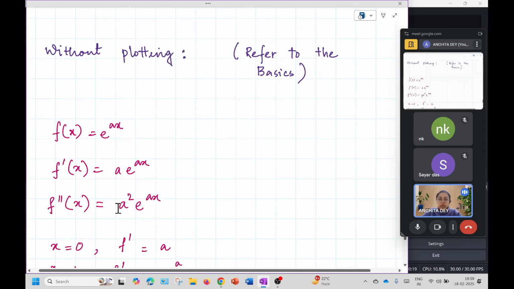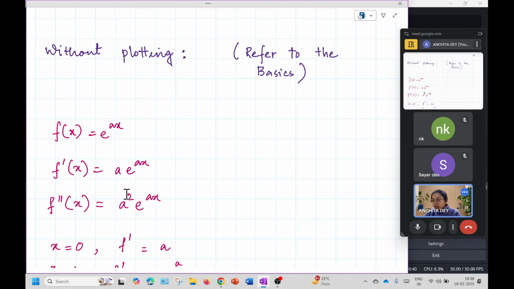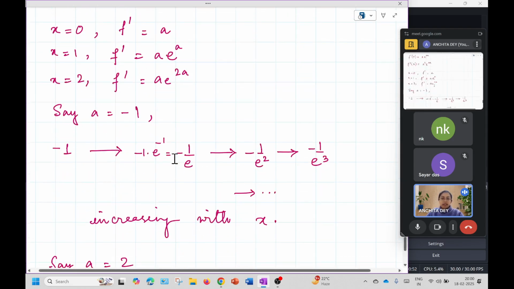So we have f''(x) = a² e^(ax), and a² is always greater than or equal to 0, and e^(ax), if you try with any value of x and a, you will see that the whole expression also turns out to be greater than or equal to 0. If a is positive, then of course a² e^(ax) would be greater than 0. Otherwise, it is greater than or equal to 0 only. So since it is non-negative in nature, f''(x) is non-negative.